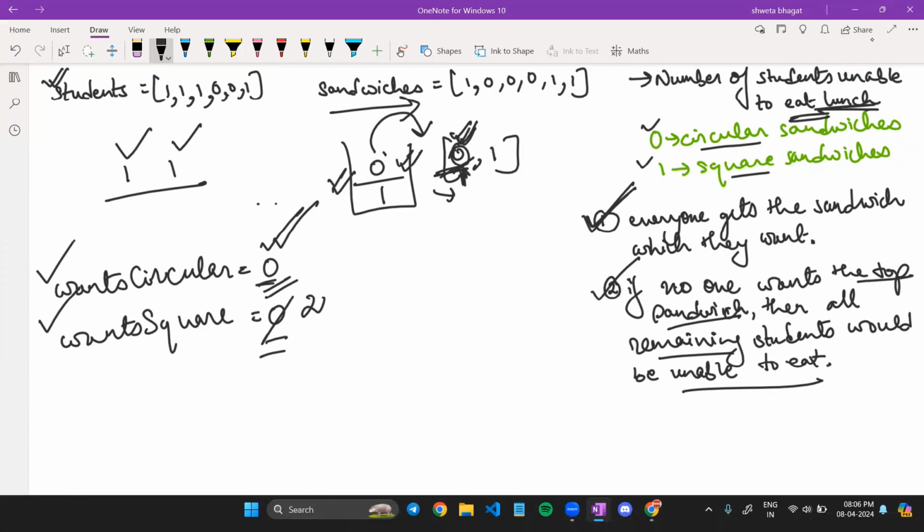Why? Because only if we can remove this can we give this square sandwich to someone, right? But since no one wants this circular sandwich, we can't remove it. And if we can't remove it, we can't assign any sandwiches present after it to anyone, correct? So whenever we see that this is the top element and the count of students who want the top element is 0, it means that no one wants it and we can't remove it. So all the 2 students who want a square sandwich won't be able to get their square sandwich, correct?